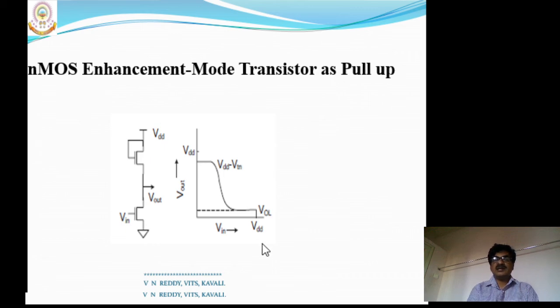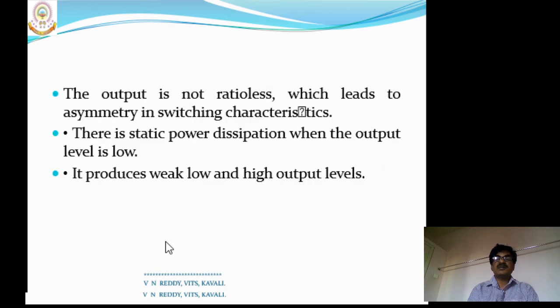And another drawback here is, when the output is logical low, both the transistors are on. The upper pull-up transistor is already on, and when the output is low, the pull-down transistor is also on. So static current flow is there, hence you can observe static power dissipation. So these are the drawbacks. It produces weak low and high output levels. Both logic low and logic high outputs are weak. And you can see static power dissipation. And the output is not ratioless, therefore you can observe asymmetry in the switching characteristics.